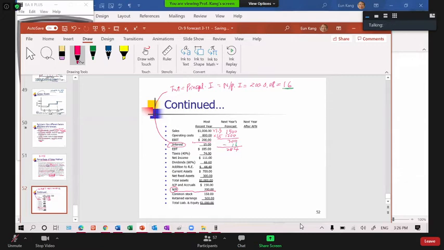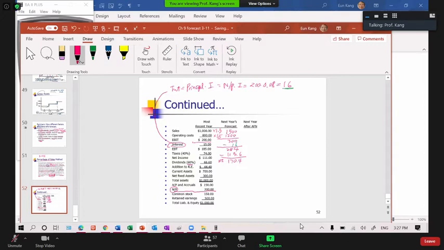113.6 minus tax. Then you have 170.4. That is net income, right? Then the dividend payout is 60%, so multiply that by 0.6. Then you have 102.24.